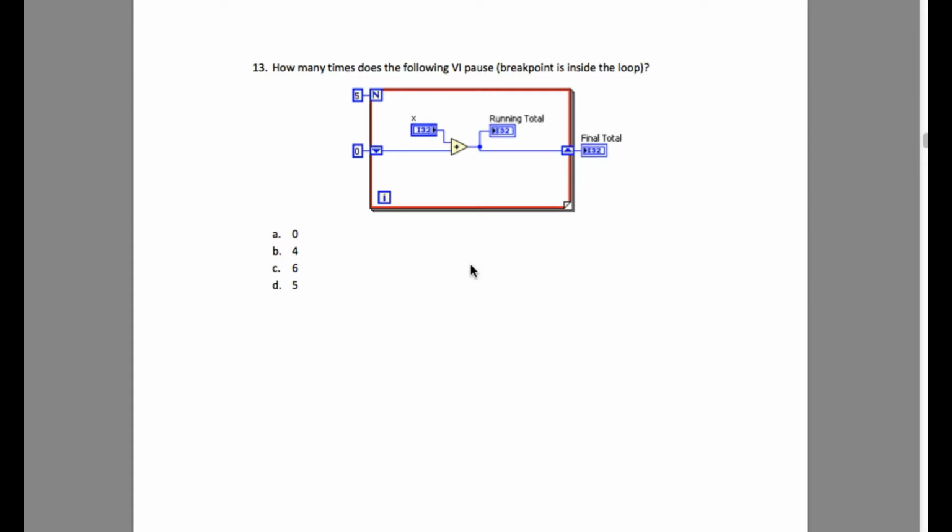Then let's begin. This is one of the most obvious questions, very similar to the CLAD exercise. It says, how many times does the following VI pause because there is a breakpoint inside the loop? Since the for loop is going to execute a total of 5 times, the breakpoint is also going to execute 5 times, once in each iteration. That is, the VI is going to pause 5 times. So the answer is D.